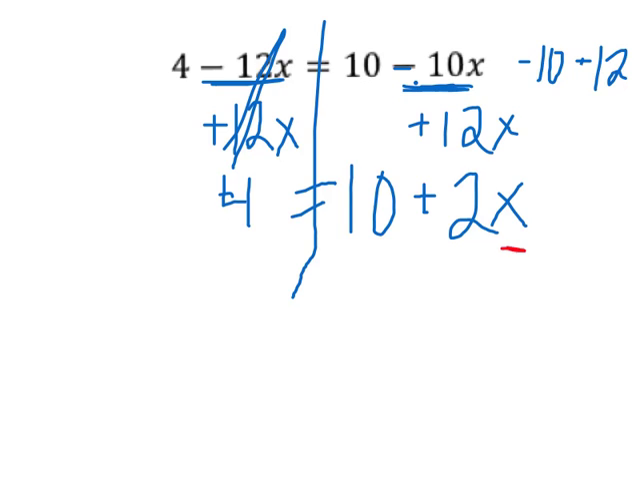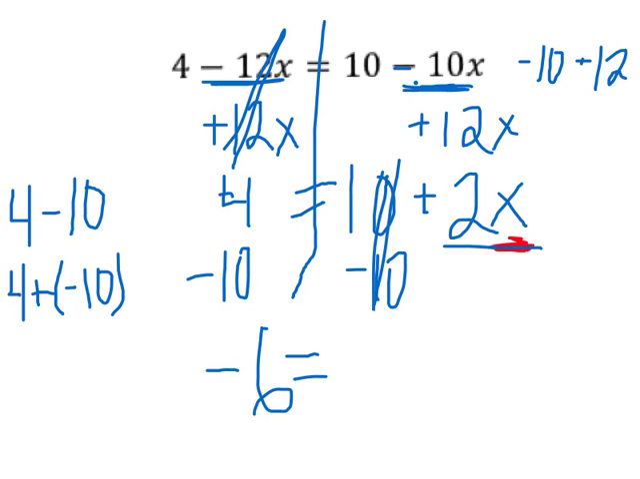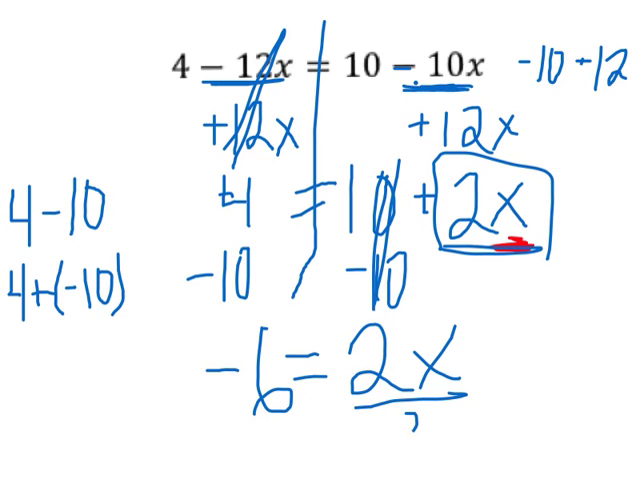I'm still trying to get this x by itself, so I want to get rid of everything around it. I'll subtract 10 on both sides to get rid of that 10. And now I have 4 minus 10, which is the same as 4 plus negative 10. What's 4 plus negative 10? Negative 6 equals, and over here we're just left with 2x. Last step is you can divide by 2. You'll end up with negative 3 equals x.